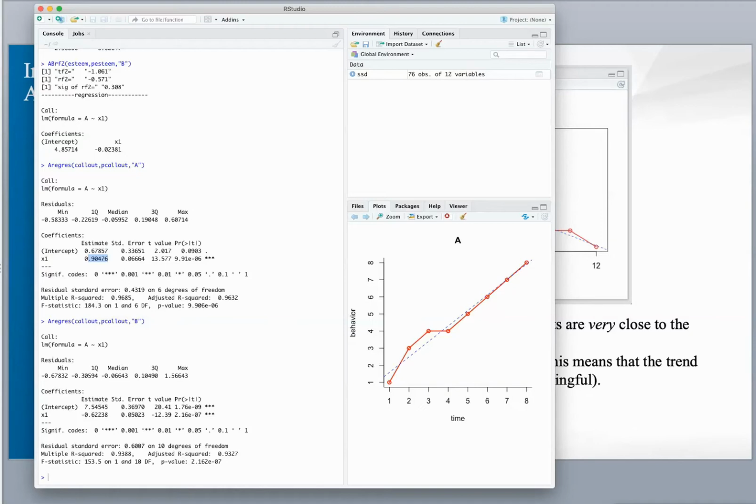And that value is significant at the 0.05 level. We have 3 stars next to it. Actually, it's below 0.05. It's below 0.01. So we have, as I said, a statistically significant trend. And so trending would be a problem here in the A phase. Let's take a look at the next phase.